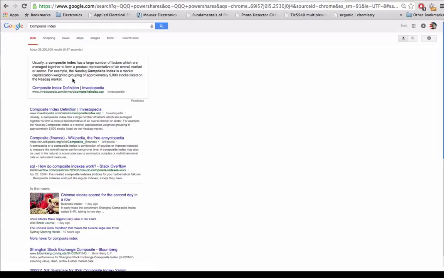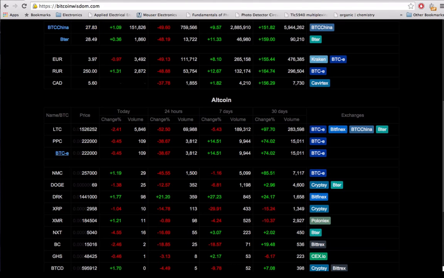I'm stating right now that Bitcoin should be your indication as like a composite index for all other alts. You might see them dip down whenever Bitcoin is going up, but don't be scared. They're going to go back up. You should be buying on these dips.